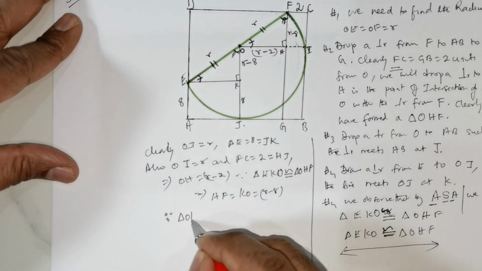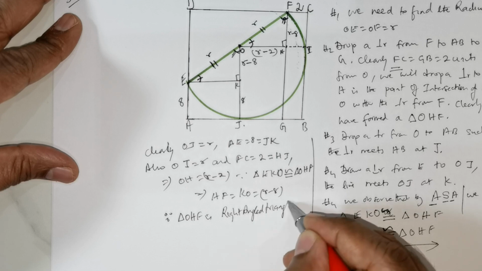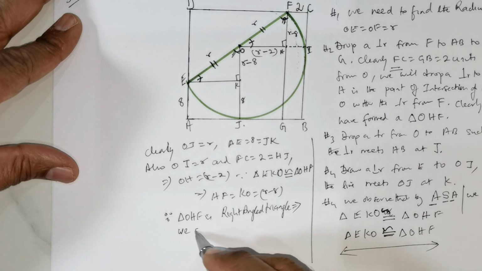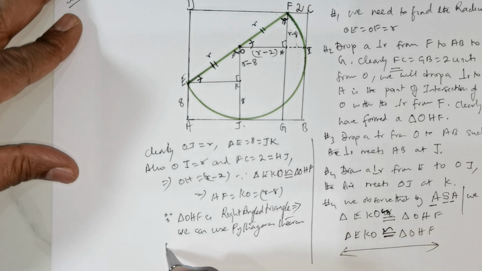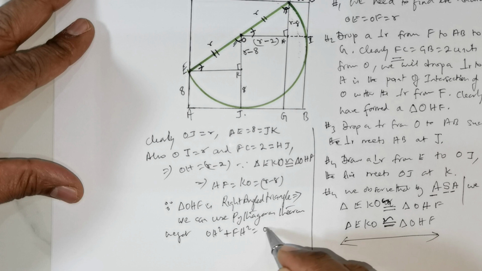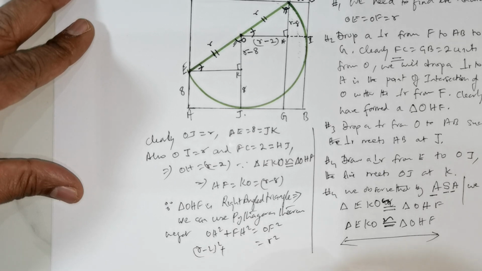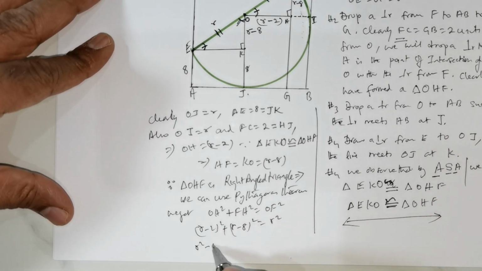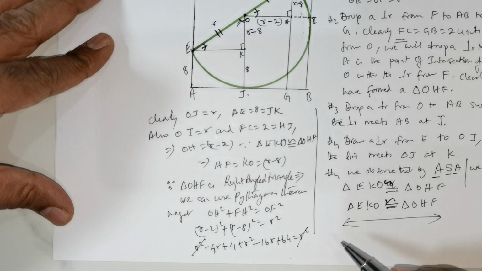Since triangle OHF is a right angle triangle, this means we can use Pythagoras, right? By Pythagoras theorem we get OH squared plus FH squared is equal to OF squared. OF squared is R squared, OH squared is (R minus 2) squared, and HF squared is (R minus 8) squared, right? Expand this. This is R squared minus 4R plus 4, plus R squared minus 16R plus 64, is equal to R squared. This and this can be cancelled.